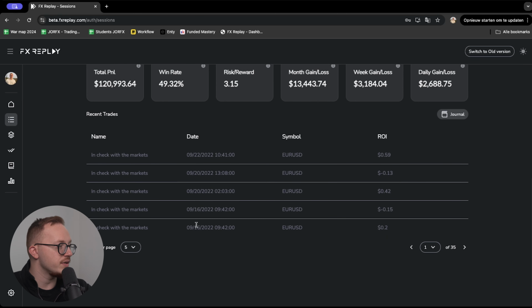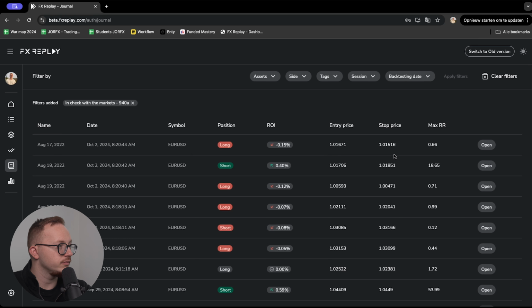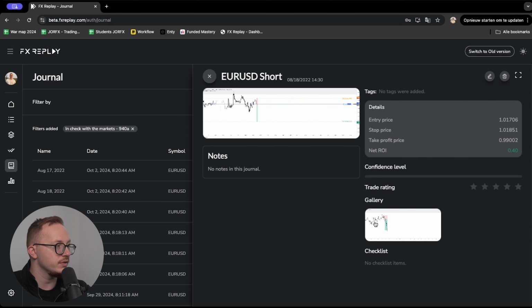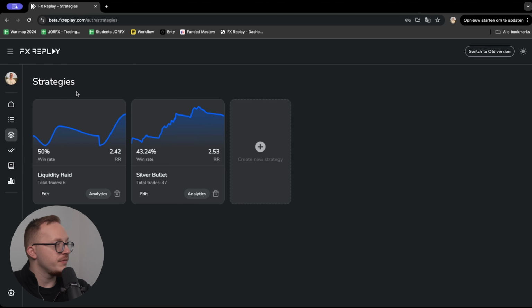Now right here you can also see your recent trades. You have your journal in here. You basically have everything that you need in order to really go into your data and fully analyze it. Right here you also have your journal. You can just open up these trades. This was my EURUSD short. Bam. Before and after. You also have a confidence level that you can now take off, the trade rating that you can fill in. Then right here the strategies.